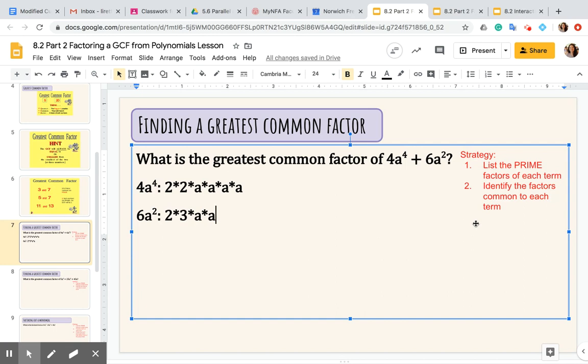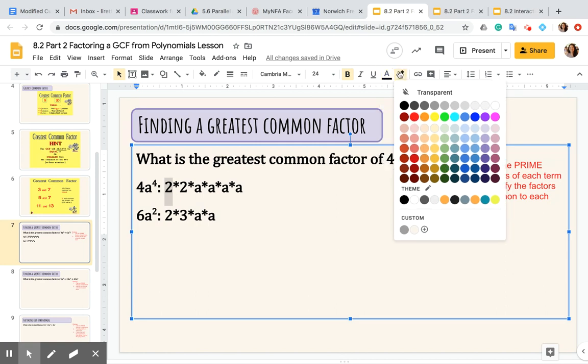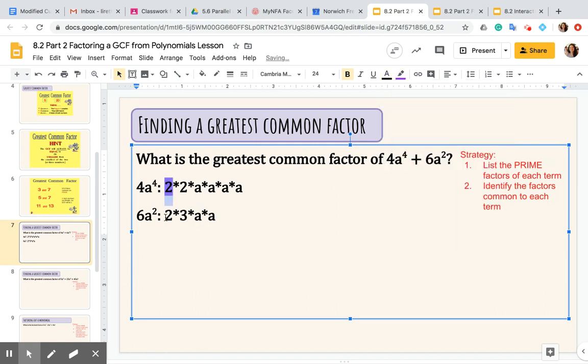The next thing I want to do is identify the factors that are common to each term. Well, if you notice, each of them have a 2. I've got a 2 right here. Let me highlight. I've got a 2 right here. I have another 2, but I don't have another 2 in my other term. They're not common. So when you're looking for the factors that are common to each term, you want the same number and you want it to appear the same number of times. So I have a 2 here and a 2 here.